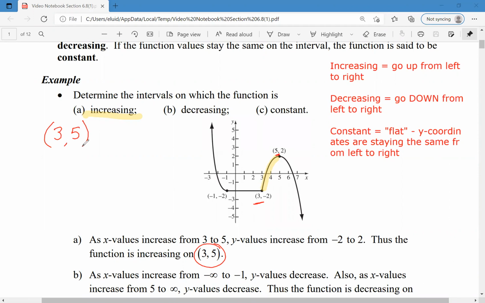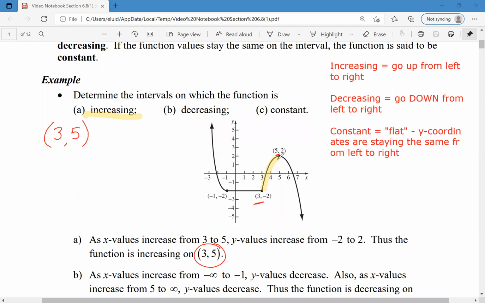We always use parentheses because we always want to describe these things with open intervals. We're never going to use the square brackets. We're never going to include those in-between points. Those are called turning points. That's where the graph is sort of turning from one behavior to the next.